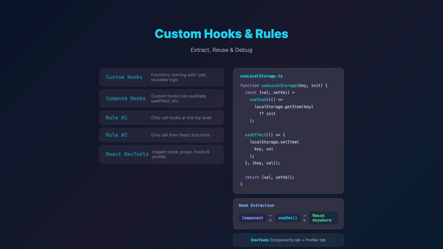React DevTools is your best friend for debugging state. Open your browser DevTools, go to the Components tab. You can see every component's current state and props. Click a component to inspect its hooks. You can even edit state values live to test different scenarios. The Profiler tab shows which components re-render and why. Use it to find unnecessary re-renders before reaching for useMemo.